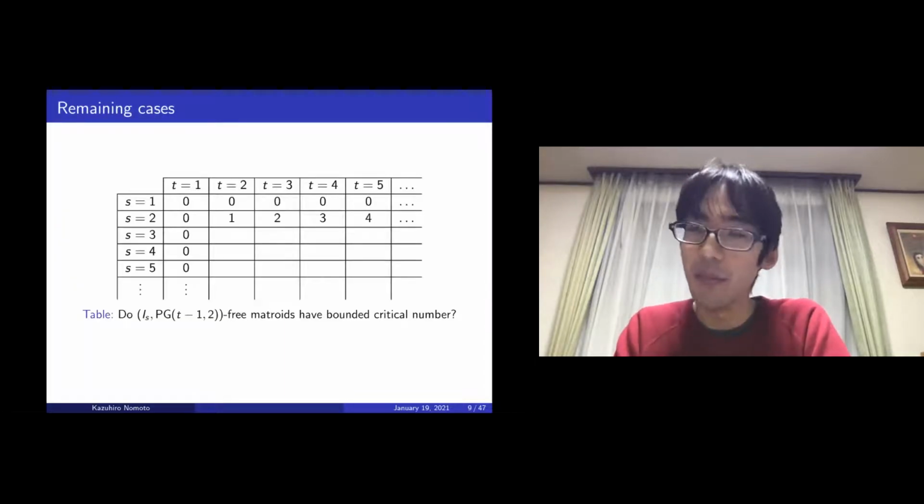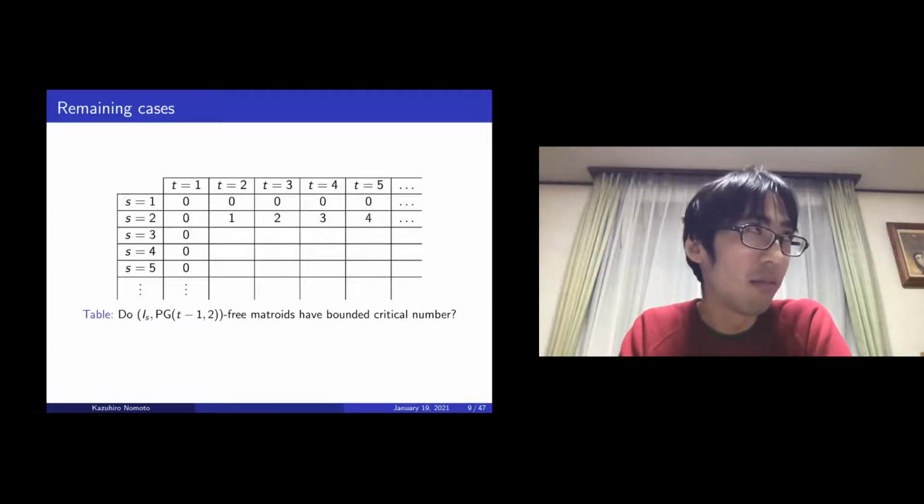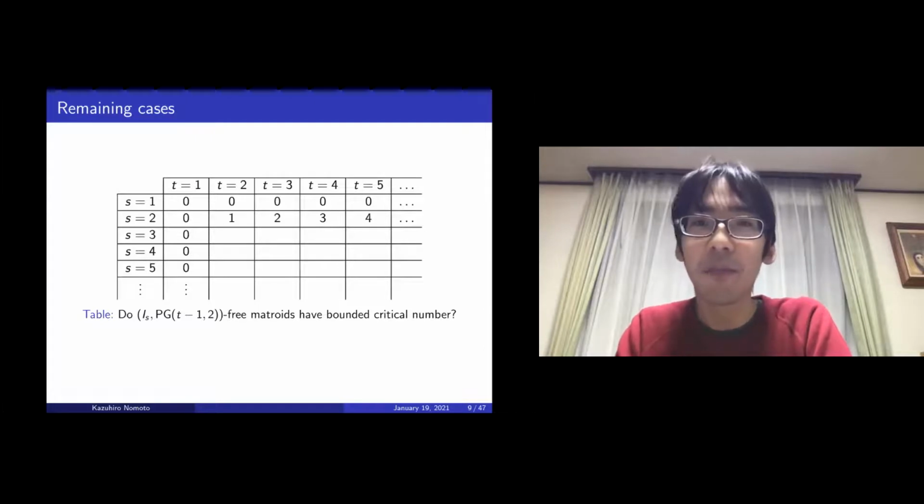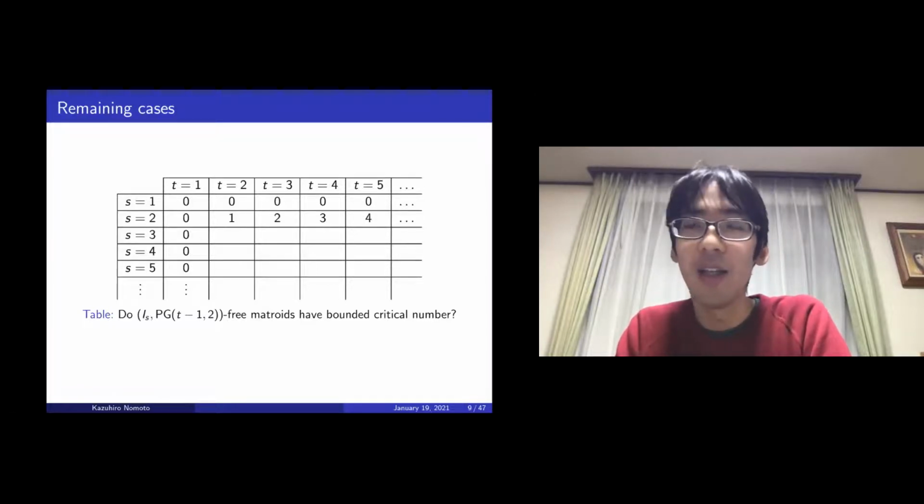So I'm just going to draw a table, and all these cells we fill with a number if the answer to the Gyárfás–Sumner matroid version is true, and the number indicates the bound on the critical number. So the first row is highly trivial because when S is 1, you can't have an induced I1, which means that you can't have anything in your ground set. So your matroid is basically empty. So that's a highly trivial case.